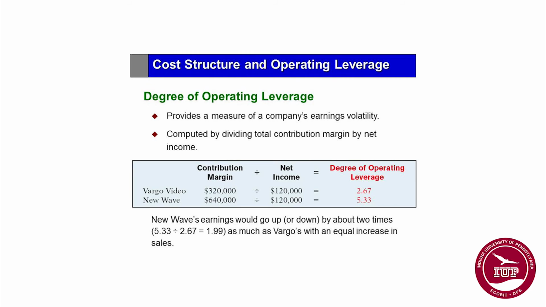So in a way, if the sales decline, New Wave will be much riskier than Vargo Video. New Wave's earnings could go up and down as much as 2 times compared to Vargo Video with an equal increase in sales. Or similarly, if there's a decrease in sales, then it will go down twice as fast as Vargo.